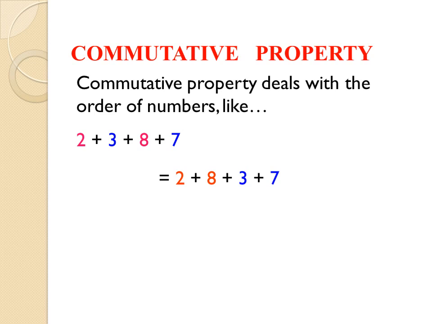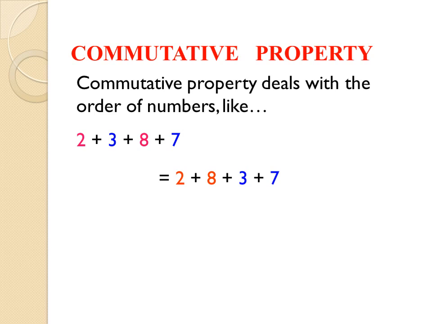What is the order which we rearranged? 2 is the first number, 8 becomes the second number, 3 becomes the third number, and 7 becomes the fourth number. So this change of order can be done when the commutative property for a number system is true for a particular binary operation.